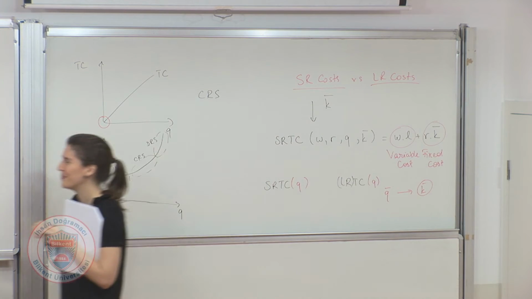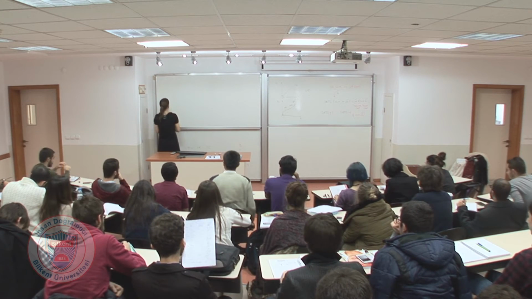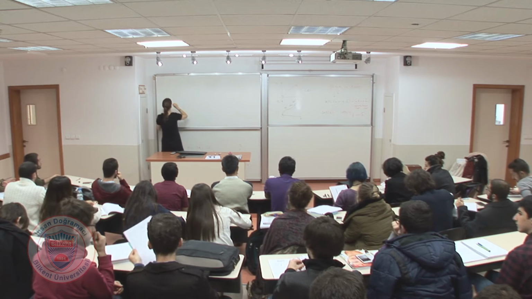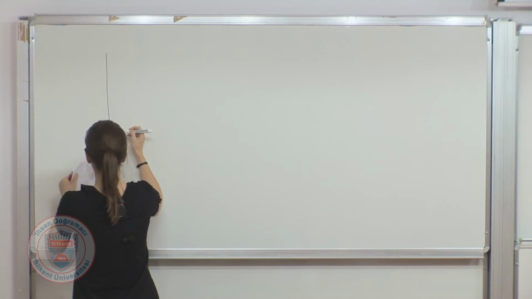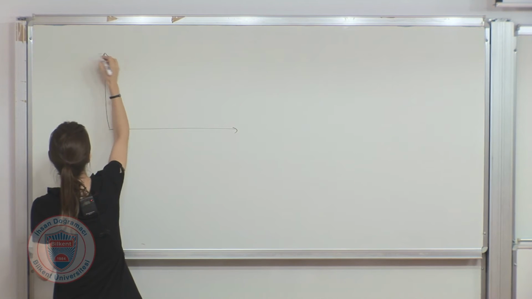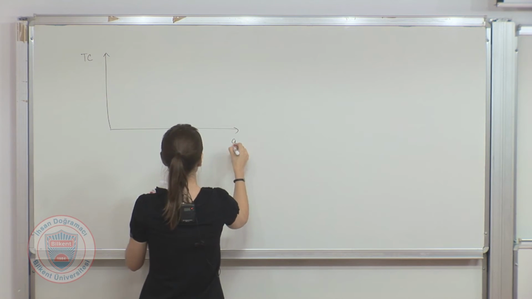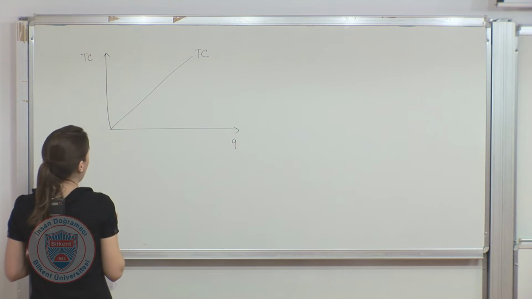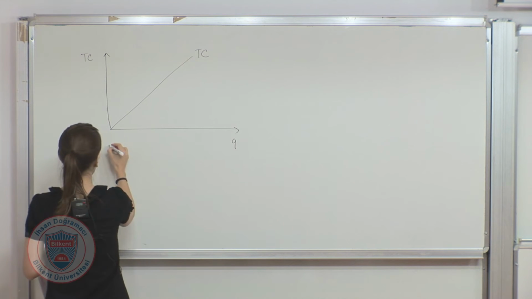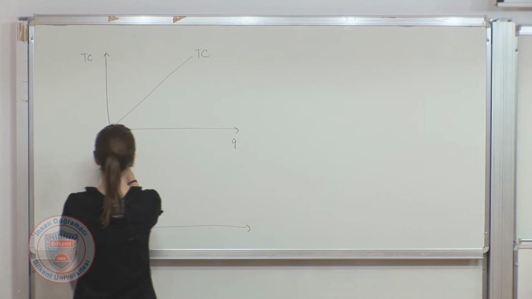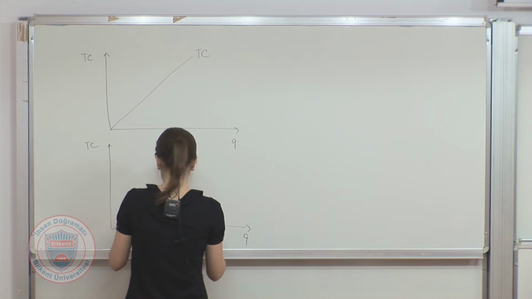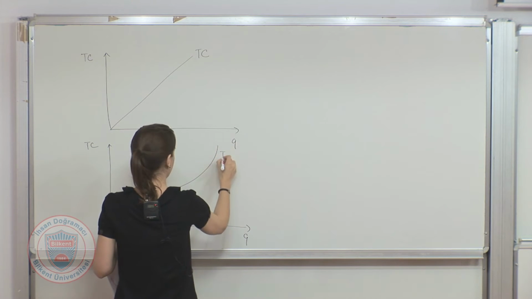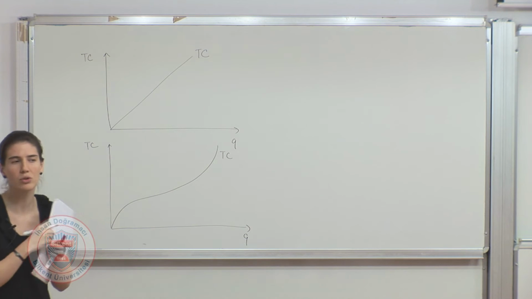Okay, so let's do it here. Now I'm going to draw you these curves. So this is total cost, this is Q. This is the case for the... it doesn't matter. I can also draw it for a more generic total cost function. So suppose this is a more generic total cost function.